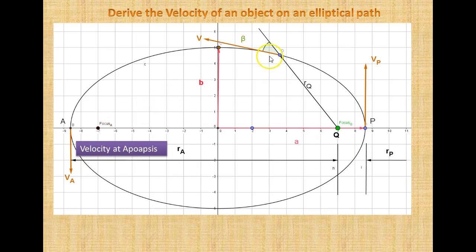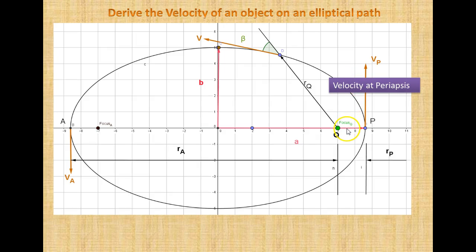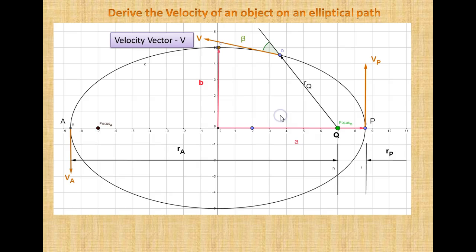Velocity at apoapsis. As the object moves around the ellipse, the velocity V at apoapsis is not tangential, it becomes perpendicular to the radius A. And we call that velocity A. Velocity P is at periapsis. As the object moves from apoapsis around the ellipse and descends to periapsis, once it gets to point P, the velocity P becomes perpendicular to radius RP. Our velocity vector V is tangent to the ellipse as it travels along the ellipse.